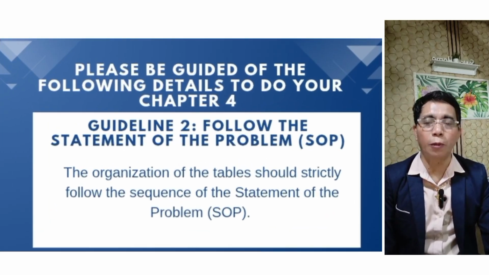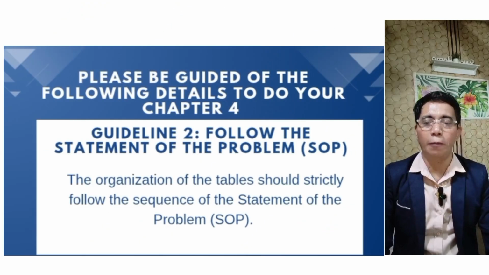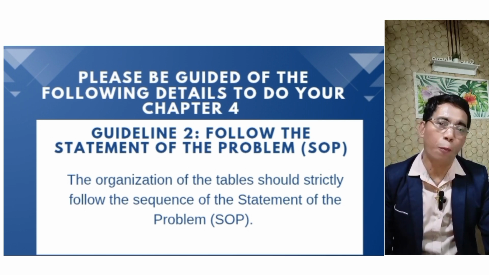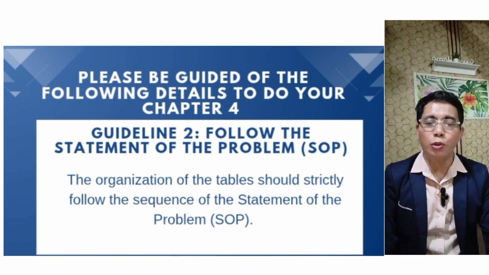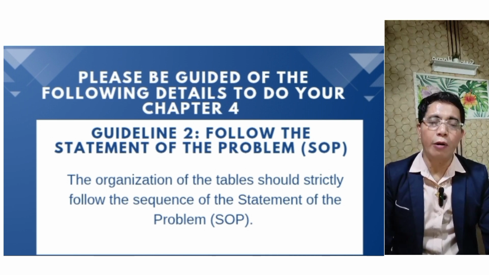Follow the statement of the problem. The organization of the tables should strictly follow the sequence of the statement of the problem. Start with SOP number 1, followed by SOP number 2, and so on. If SOP number 1 corresponds to one table and SOP number 2 corresponds to three tables, all three should be included in succession under SOP number 2 before moving to SOP number 3. Always ensure the order reflects the SOP sequence.